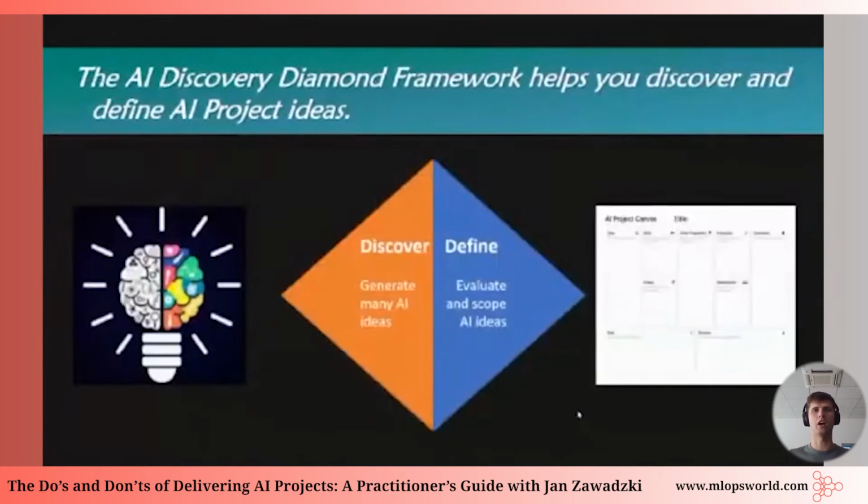Now, how do you even come up with AI projects that you want to implement? What you see here is basically one diamond of the double diamond. Very easily, at first, you want to discover and generate as many AI project ideas as possible. And afterwards, you want to evaluate and scope those AI ideas. How do you do that?